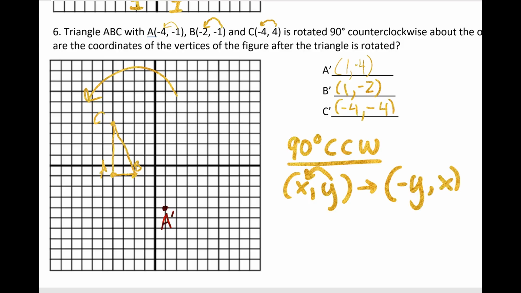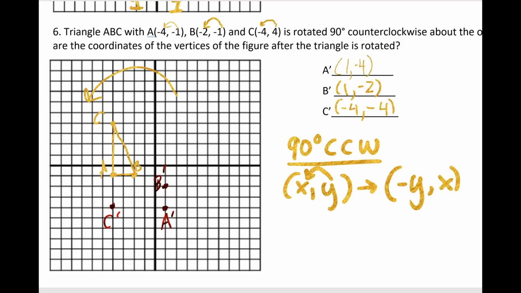1, -2. -1, 2. B prime. You're supposed to be over here. B prime. There you are. And then -4, -4. You're supposed to be from this quadrant to this quadrant. -4, -4. -1, 2, 3, 4. 1, 2, 3, 4. C prime.